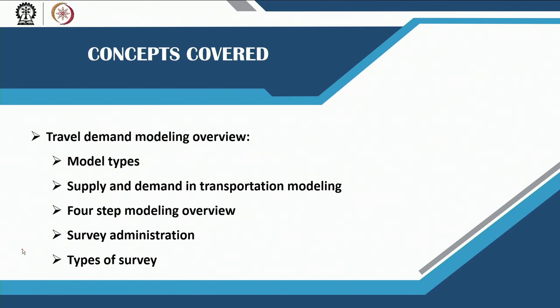So, in the demand modeling overview we will show you the different types of models that are used. We will tell you the importance of supply and demand in transportation modeling, and take you through the most popular model, which is called the 4-step model, which is used in determining the demand, and finally understanding how many lanes, for example, to build in your transportation network. And we will let you know about how to go about conducting these surveys, which will give you the data that is needed to develop these models.